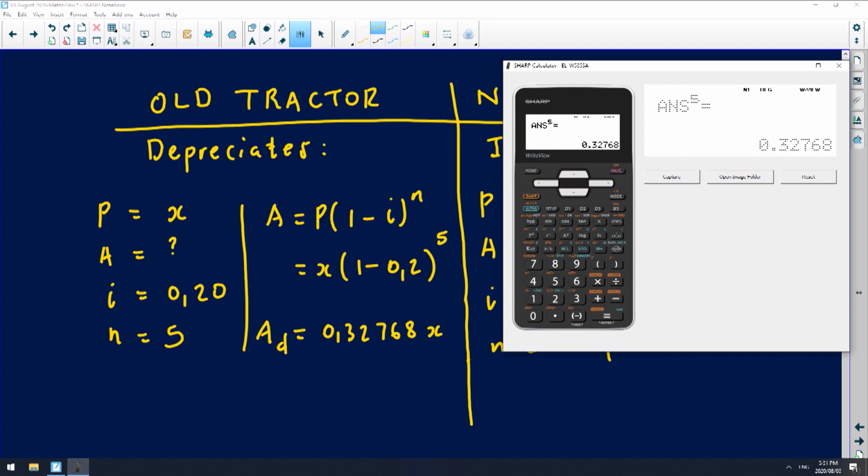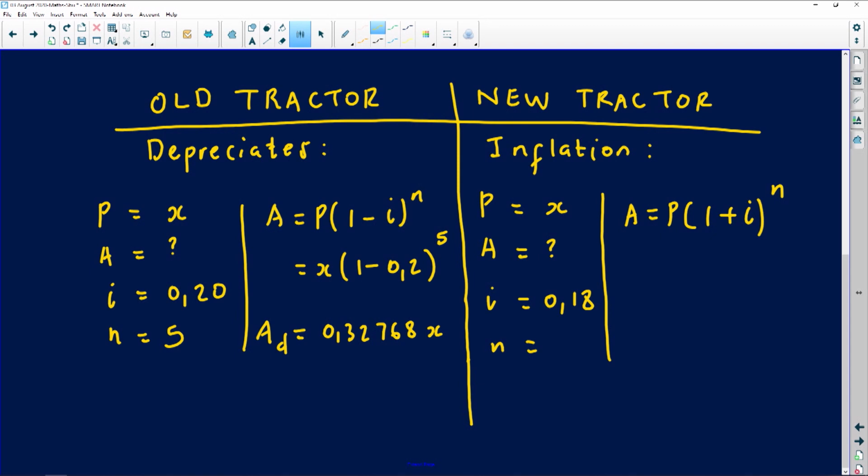That will be its scrap value. So 0.32768X is what we are ending up with here as the scrap value in terms of X. That will be the answer for number 1, right?